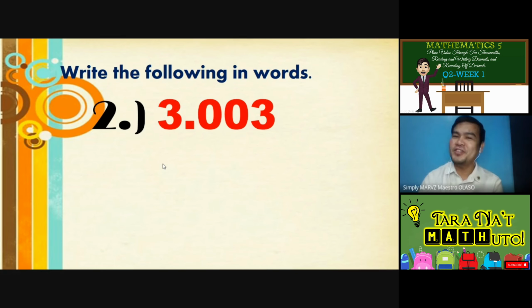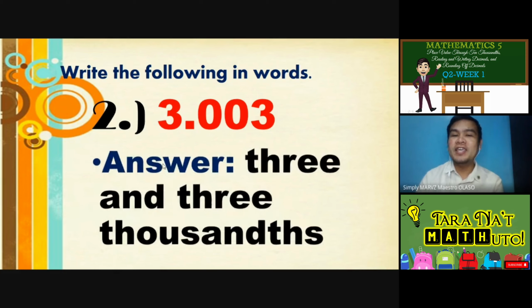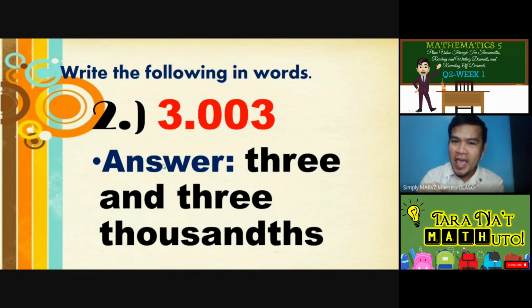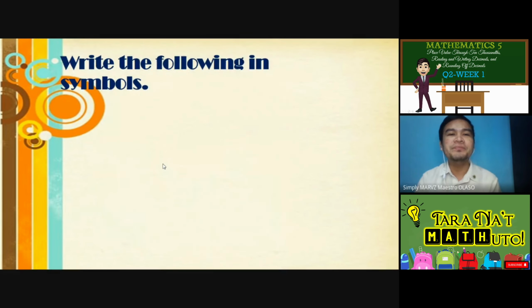Hmm. Do you have your answer? Let's check it out. So that is 3 and 3. How many places? 3. So therefore, it's thousandths. So the correct answer is 3 and 3 thousandths. Did you understand? Yes, let's do number 3.